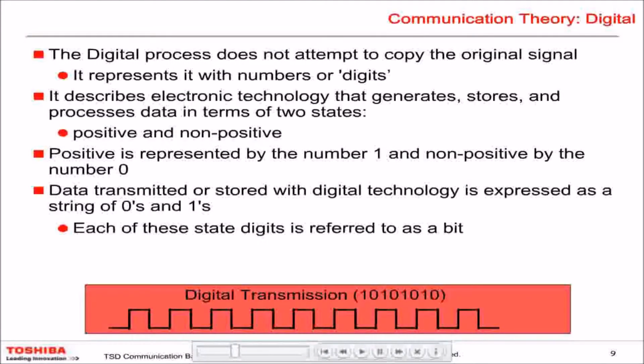Each of these stated digits is referred to as a bit. By representing sound through digital signals, you have electronic pulses digitized to represent ones and zeros, allowing transmission that provides both higher speeds and higher accuracy.